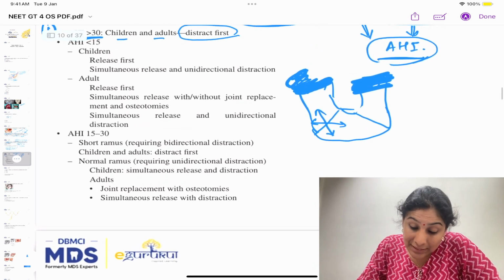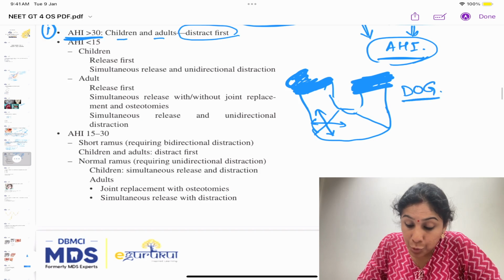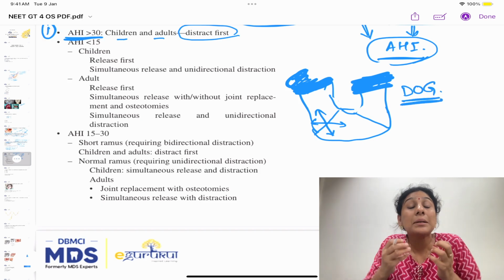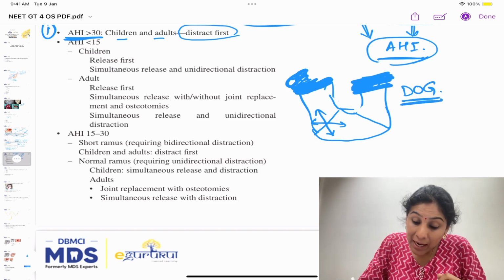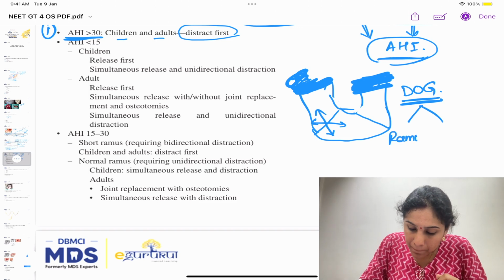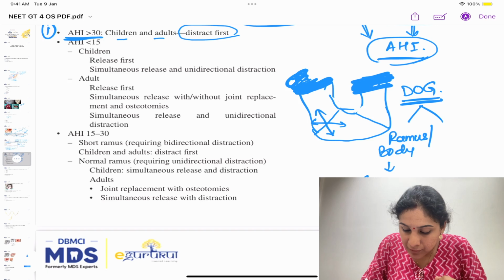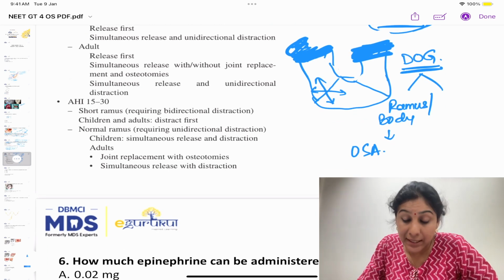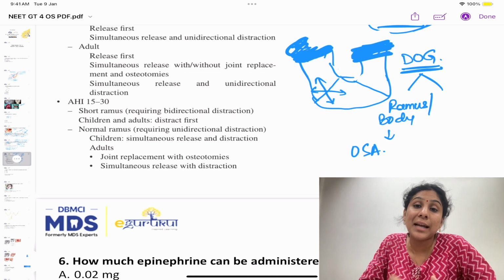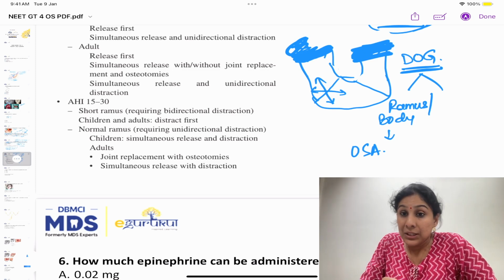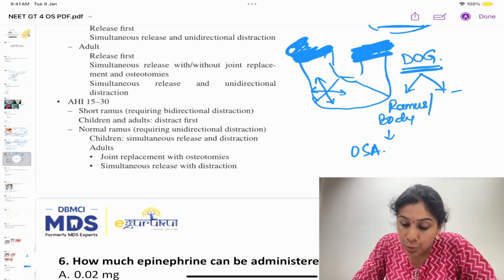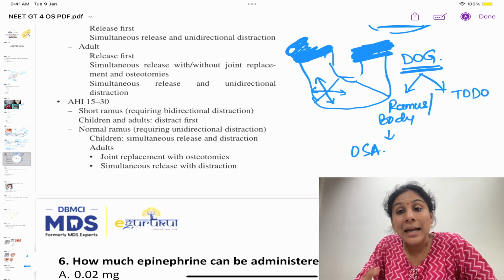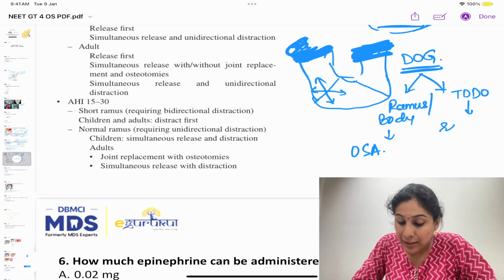So this distraction osteogenesis that you do in the ramus and body of mandible, that you do for correcting obstructive sleep apnea or for facial cosmetic changes. Basically, this is the distraction that the examiner is talking about. Another type of distraction that you do is TDDO. That distraction is done for reconstruction of condyle.